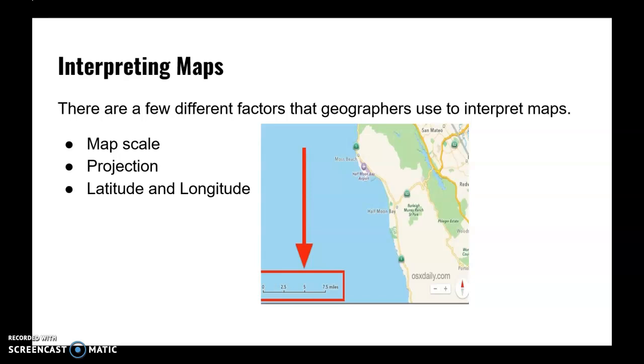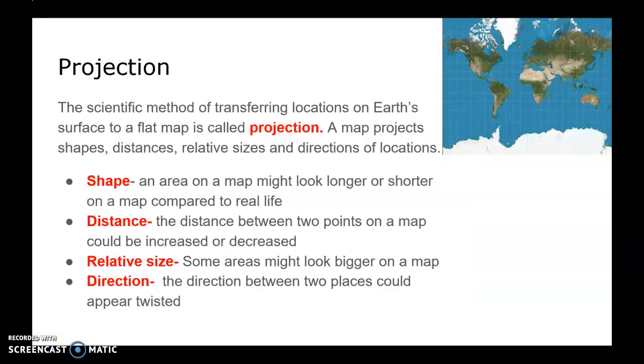We're also going to be talking about projection, and that's looking at maps, this two-dimensional depiction of Earth's surface on a flat surface. And lastly, we'll talk about latitude and longitude and how that helps us make sense of absolute location. Since we talked quite a bit about map scale yesterday, we're going to get right into projection today.